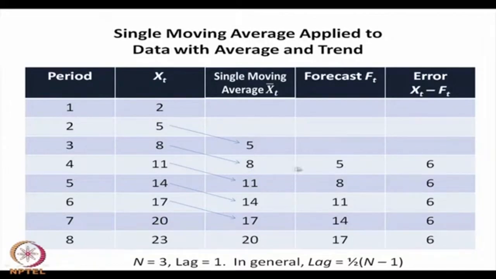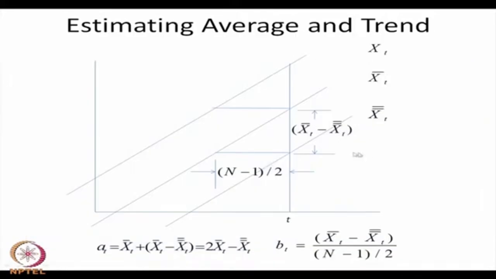And we see that the error between x t and f t is a constant, 6. Now, we can correct for this error to be able to make a forecast very accurately, if we can make out what this error is. We can add it to x bar t to get this amount. This is shown in this figure.